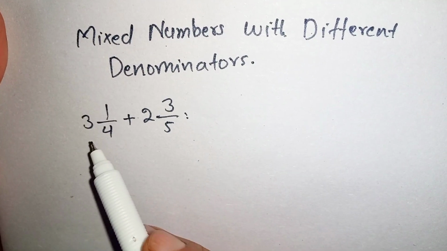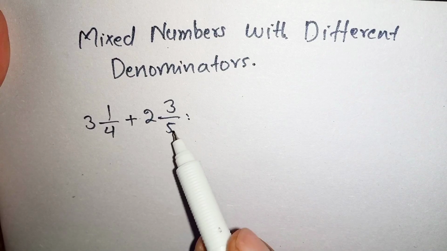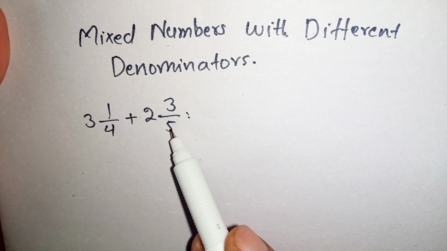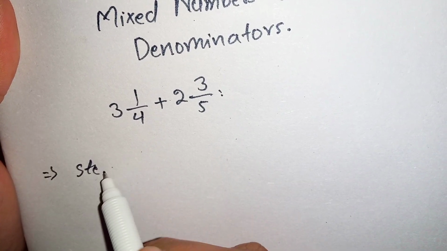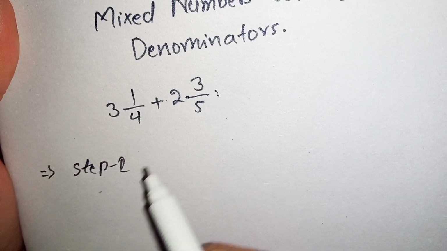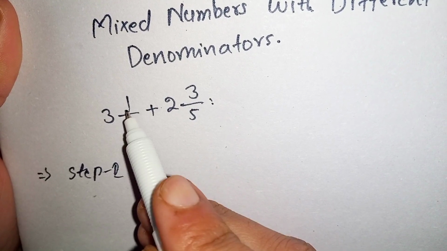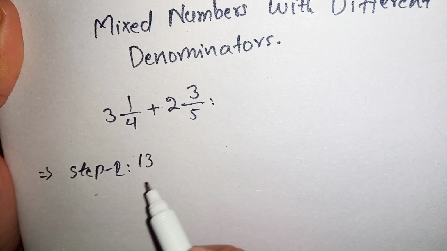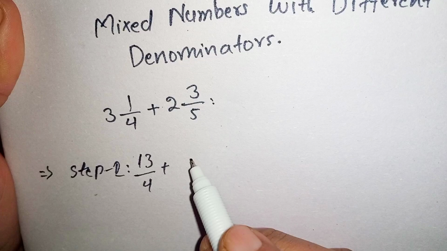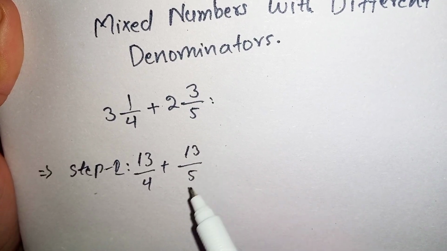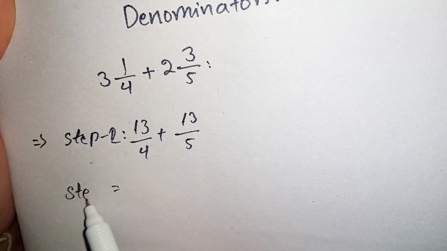Now here we will add mixed numbers with different denominators. Here we see that in this mixed number the denominator is 4 and in this mixed number the denominator is 5. So in step 1, again we will take steps. In step 1, we will convert these mixed numbers into improper fractions. So 4 times 3 is 12 plus 1 is 13 over 4, plus 5 times 2 is 10 plus 3 is 13 over 5, right?